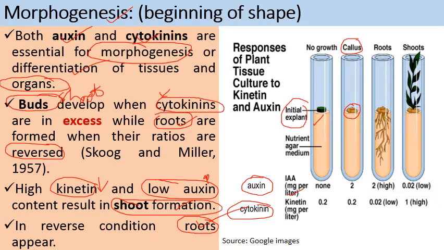When the concentration of auxin is high and concentration of kinetin is low, it favors the growth of root system. So roots are formed. When the concentration of auxin is very low and concentration of cytokinin is high, then it promotes the formation of shoot. So this is how auxin and cytokinin play an important role in callus differentiation in case of tissue culture.